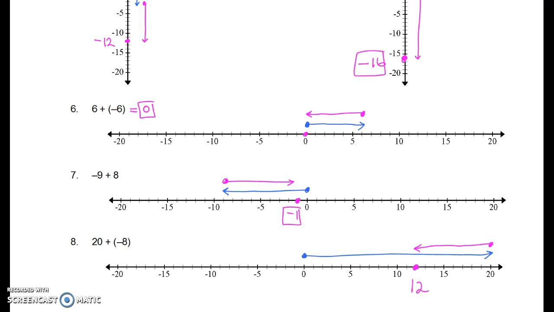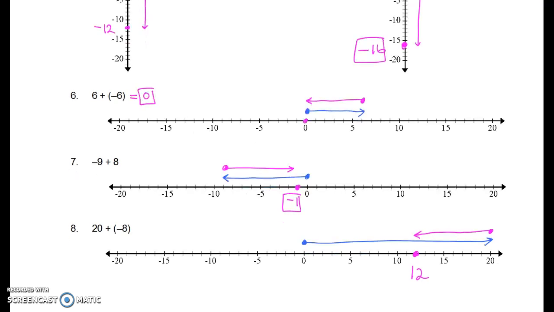Are there more negatives or more positives? There's more positives. There's 20 positives, only 8 negatives, which means that I will have more positives and my sum will be positive. So there's so many different ways of thinking of this. I'm just going to keep reminding you of those ways. All right, let's turn the page.